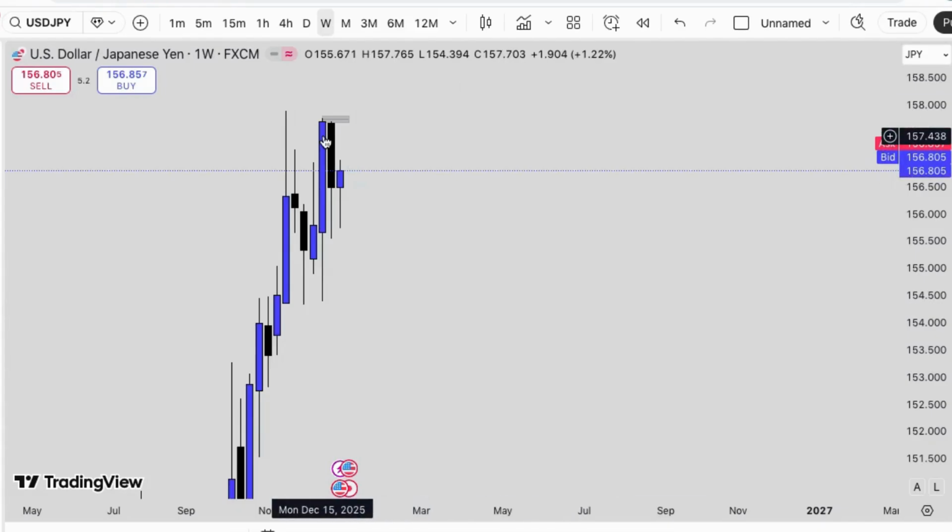The closing price of that candle is 157,703. So here now, the opening price of this is supposed to be the same as the closing price of this, but in this situation you can see that the opening price of this is 157,675.